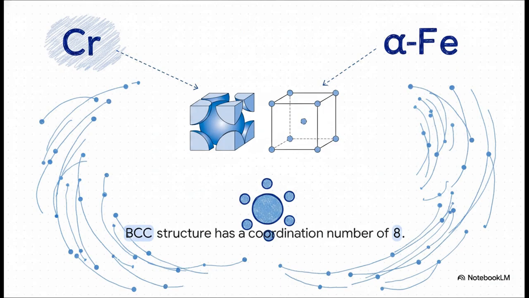Let's step it up to a much more common structure, body-centered cubic, or BCC. Notice the distinct difference right away. We still have our atoms at the 8 corners, but now we've got a single, full atom sitting right smack in the middle of the cube. If you look at that center atom, you can easily see that it touches the 8 corner atoms all around it. That gives BCC a coordination number of 8. This specific structure packs space a lot more efficiently than the simple cubic, and it's the go-to blueprint for metals like chromium and alpha iron.